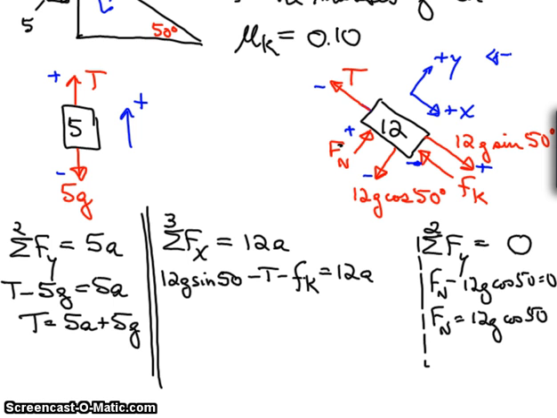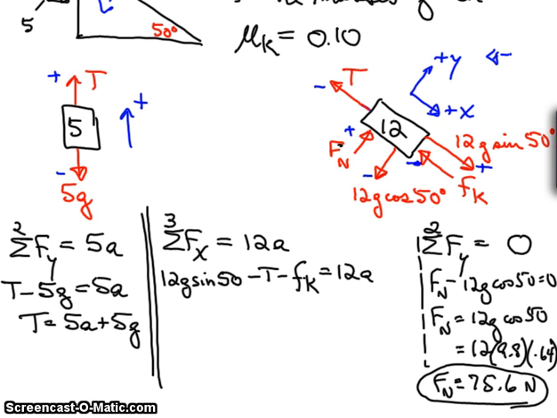And let's calculate that now. So that's going to be 12 times 9.8. And let's see, the cosine of 50 is 0.64. So times 12 times 9.8 becomes 75.6 newtons. That's my F sub n. That will be needed by us when we calculate the friction, F sub k, in the other equation.